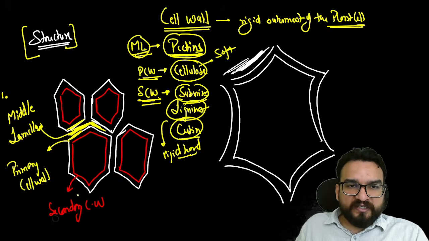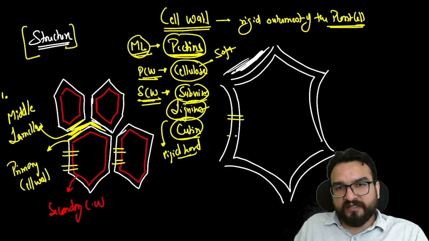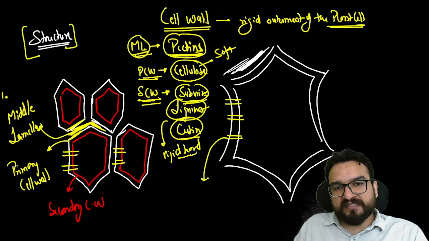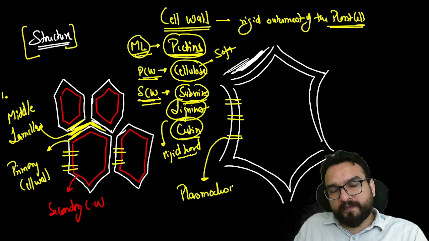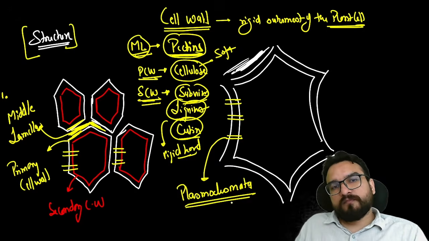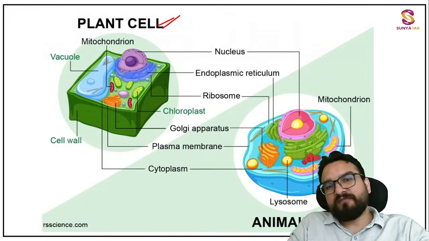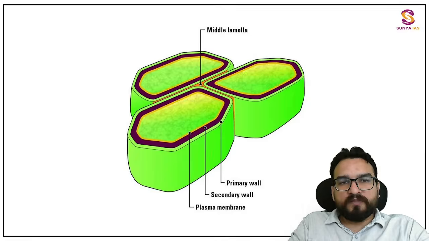You will be finding that over here there are certain structures like this also. Gaps like this you will be finding. And these gaps are for the intercellular exchange of materials, and these gaps are known as plasmodesmata. Nothing but plasmodesmata. Okay, now their role we will be understanding one by one. Let me show you the plant cell wall first of all.